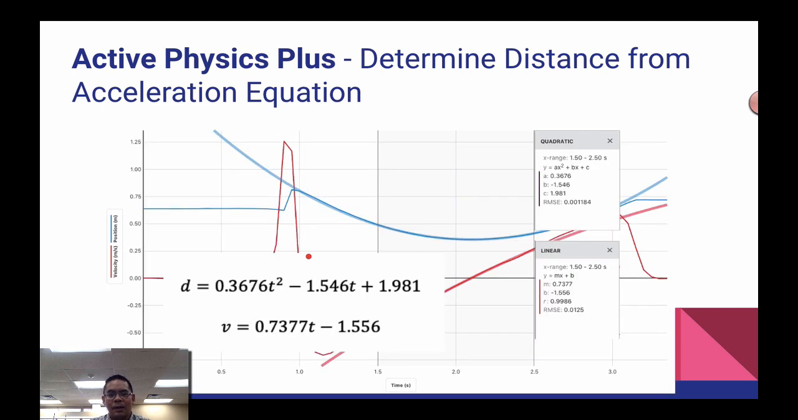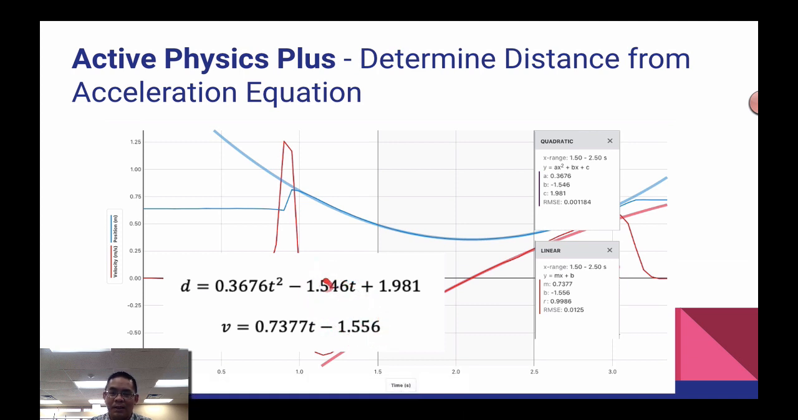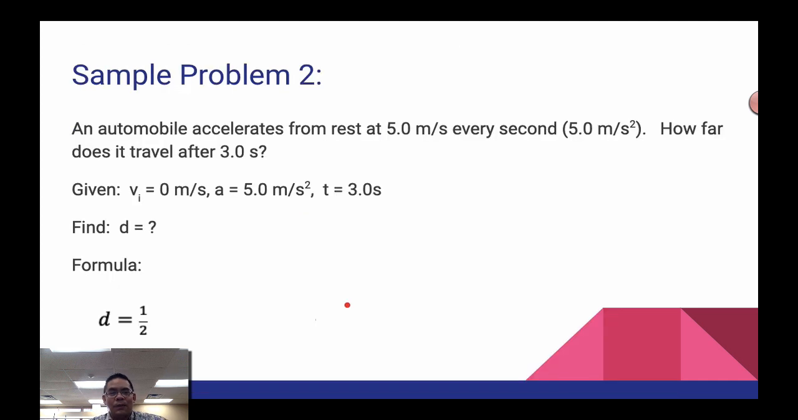Okay? And so when I bring them together and I look at the comparisons, there are some relationships between these numbers here that we'll explain in class tomorrow. And you can see that this number here is almost exactly the same number. So maybe this number here represents initial velocity. And as it turns out, when we look at some equations, let's look at a sample problem. An automobile accelerates from rest at 5 meters per second every second, which means it has an acceleration of 5.0 meters per second squared. How far does it travel in 3 seconds?